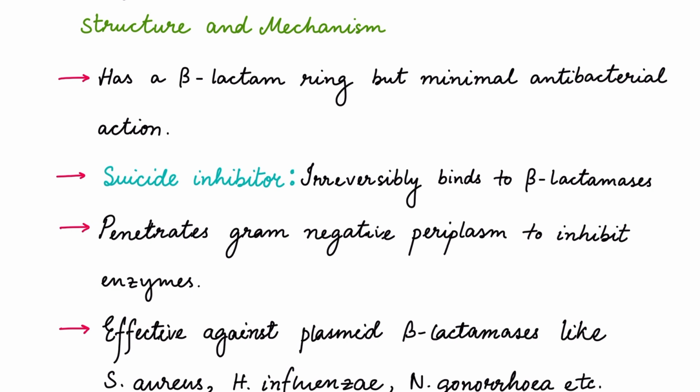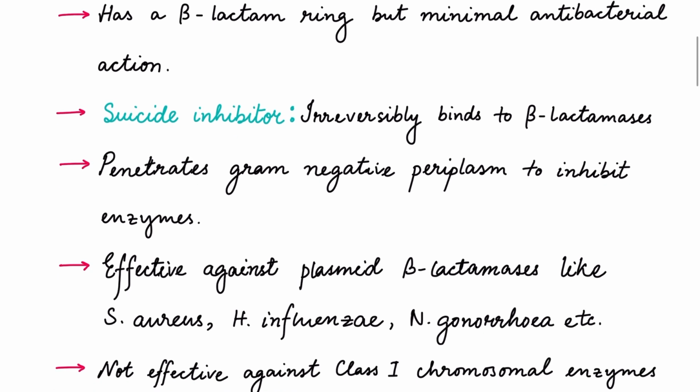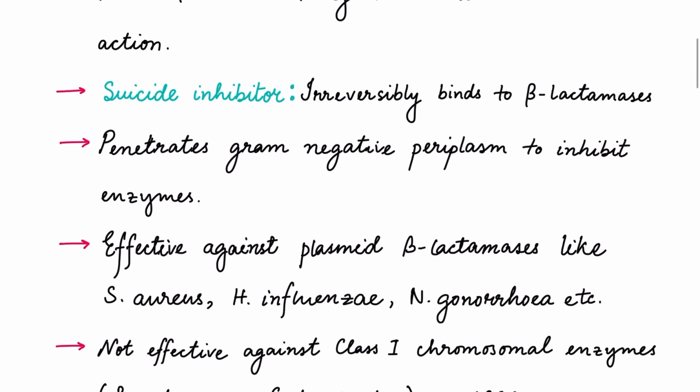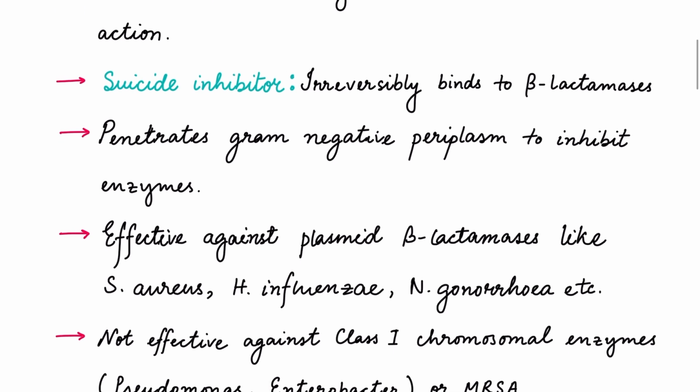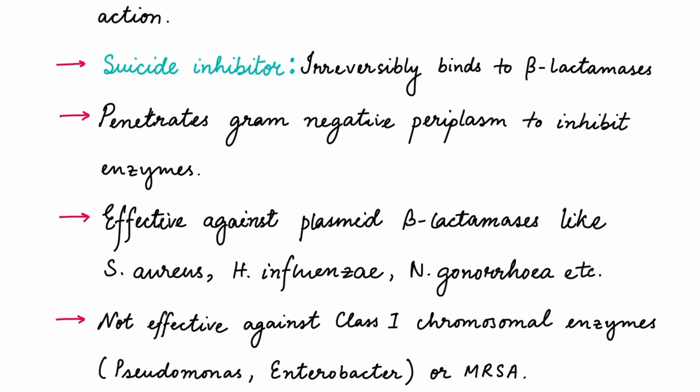Clavulanic acid is effective against class 2 to class 5 beta-lactamase producing organisms, especially the plasmid mediated enzymes commonly seen in organisms like Staphylococcus aureus, Haemophilus influenzae, Neisseria gonorrhoeae, E. coli, Proteus, Klebsiella, Salmonella, and Shigella.